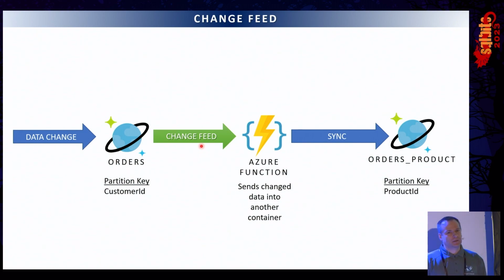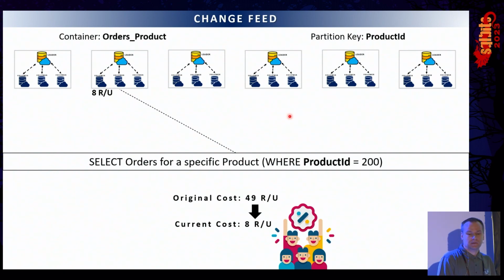Since storage is cheap, this might be a much better solution than trying to find a really common partition key for your application. So in this case, we have a different container named orders product, and my partition key is different. Now I can run this query in only one physical partition, rather than running it in every physical partition. So it goes from 49 to 8. That's a great save.